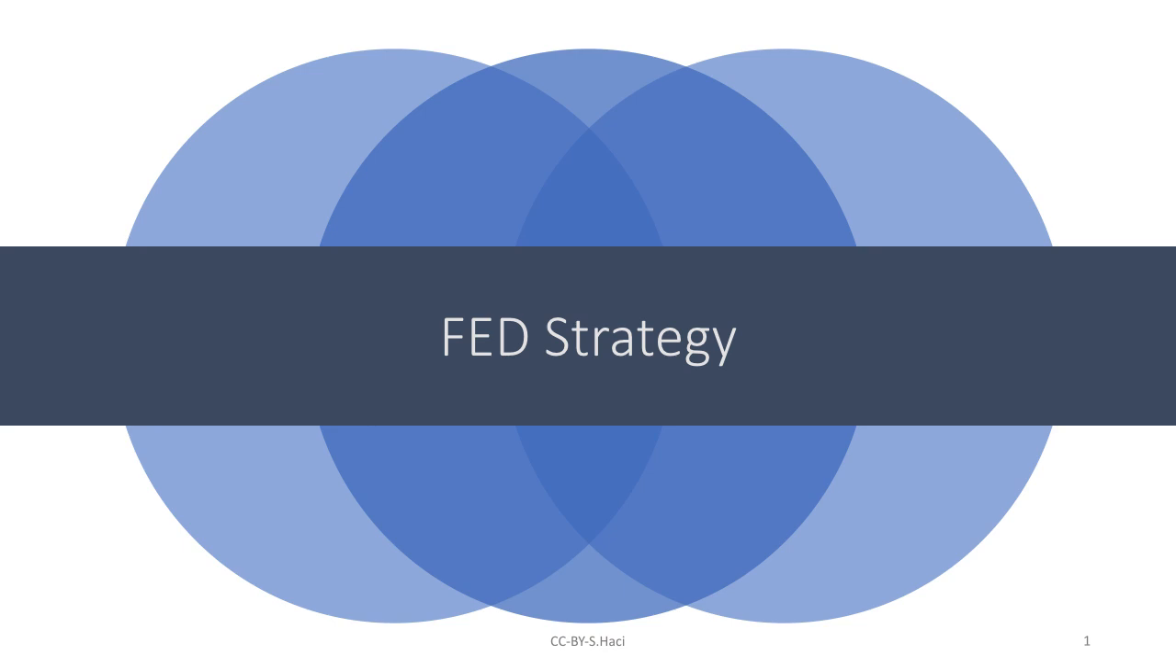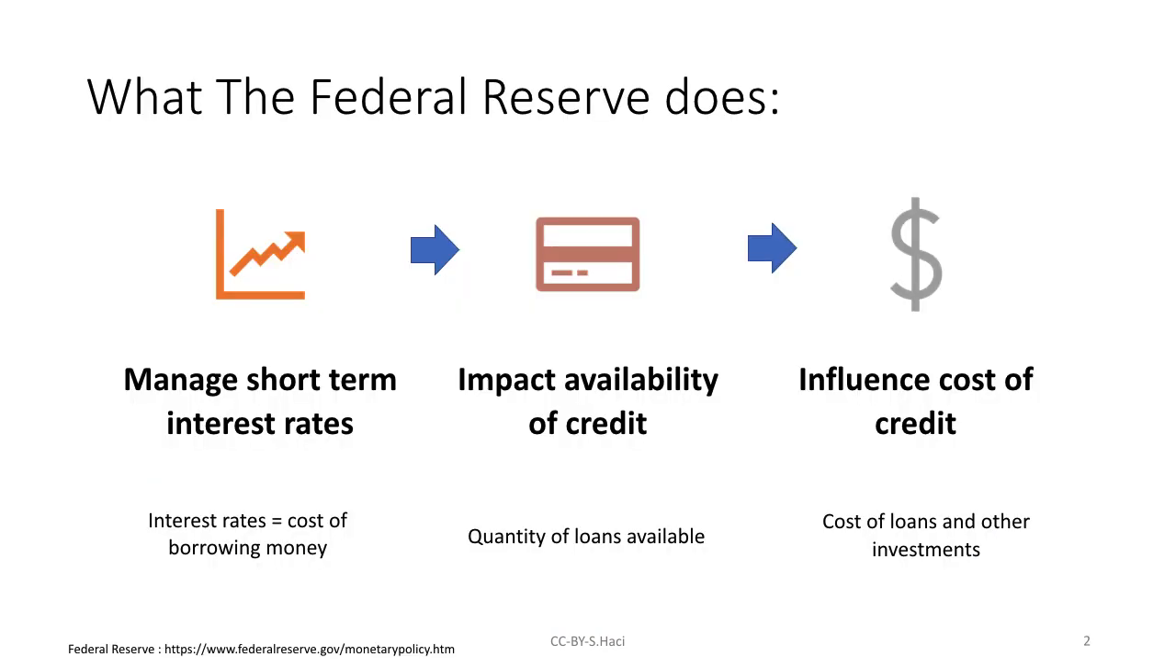The Fed strategy. We know that the goals of the Fed are to keep prices stable and to maximize employment. And we will now look at how the Fed does it and what its strategy is. So the Fed can influence the short term interest rate.